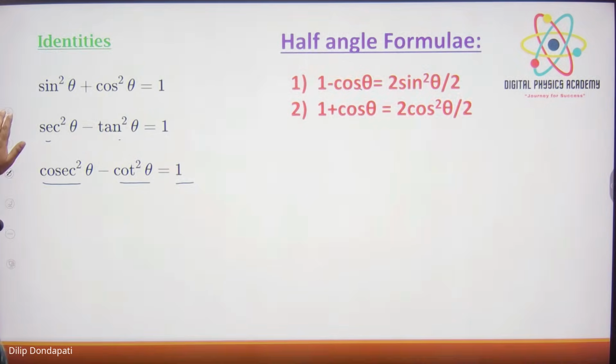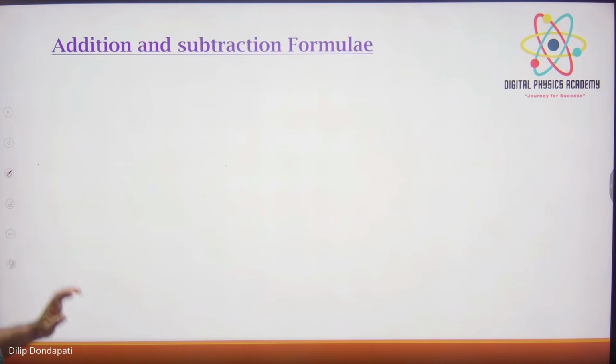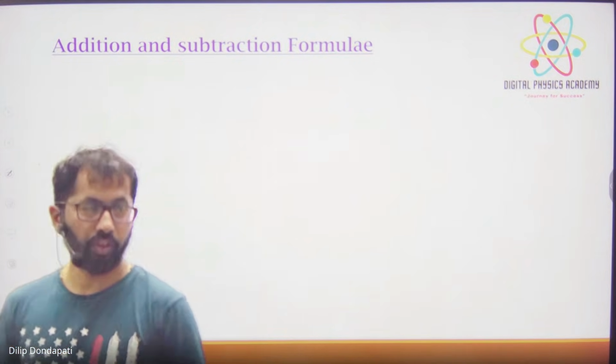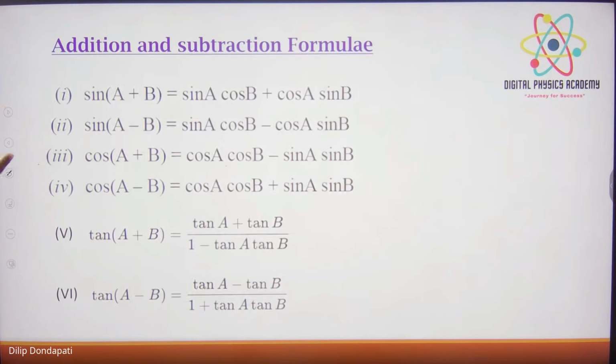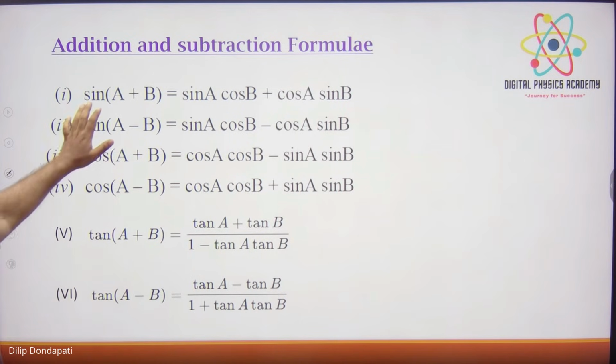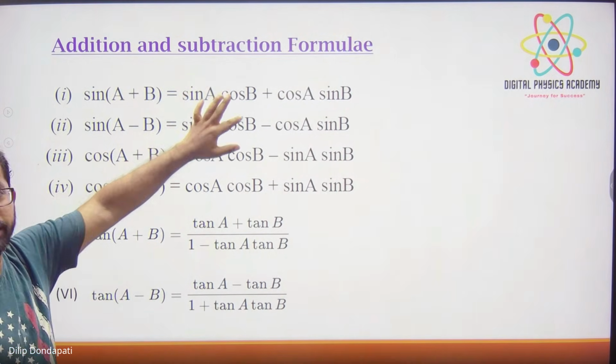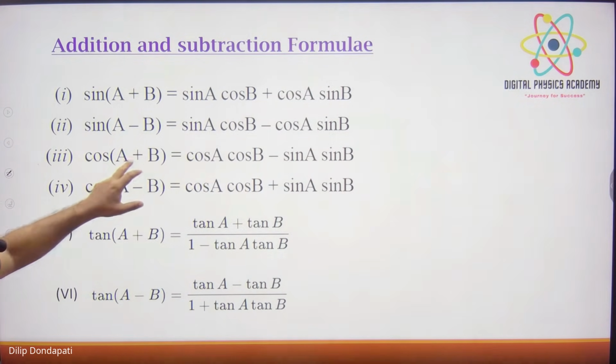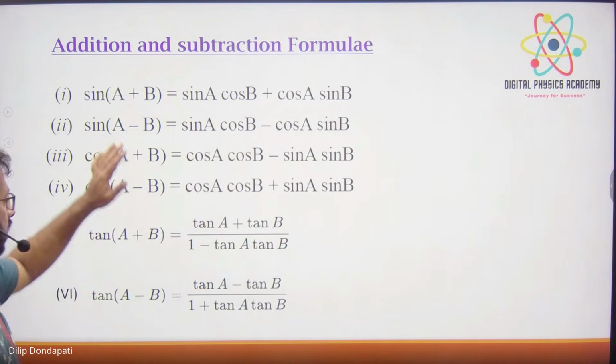Okay. Chalo. Now addition and subtraction formulas. These are the formulas. Write down. Sin A plus B is sin A cos B plus cos A sin B. Sin A minus B is the same, minus comes here. Cos A plus B is cos A cos B minus sin A sin B. Yes, copy down this one.